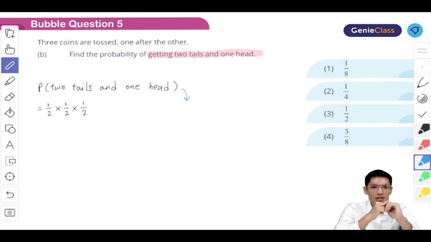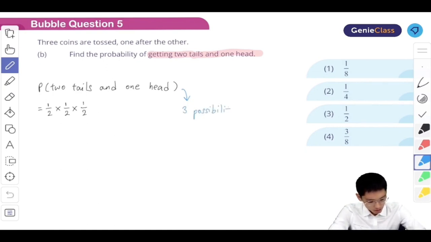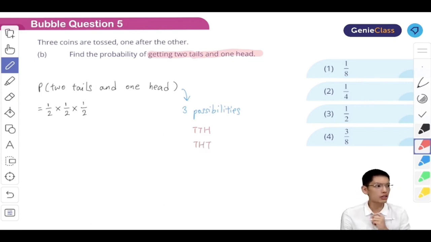Okay, so you realize over here, with the help of Denise, thank you very much, we actually do have 3 possibilities. First one, 2 tails and 1 head configuration: I have tail, tail, head. Next one possible, I have tail, head, tail. Last one over here, I have head, tail, tail.